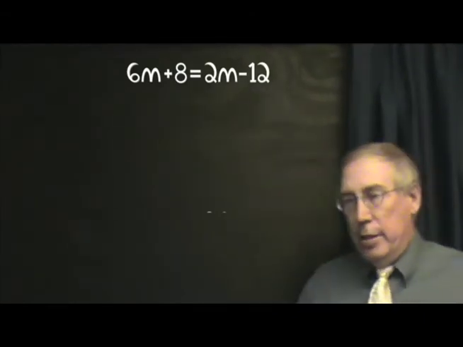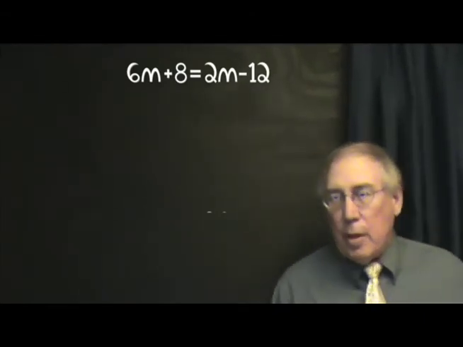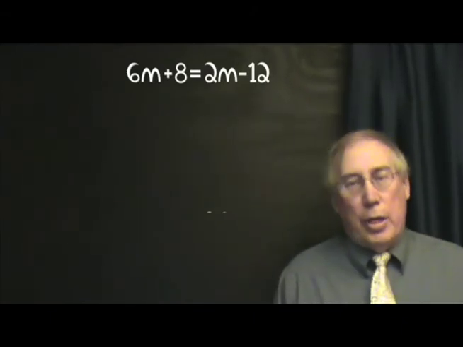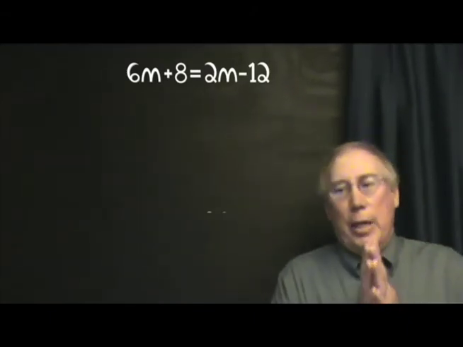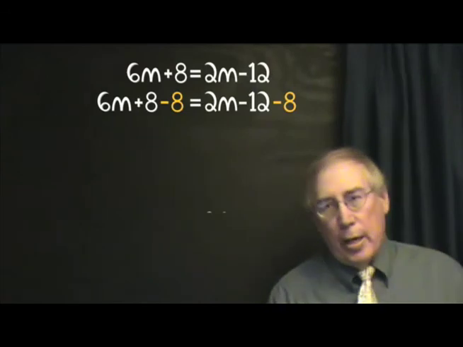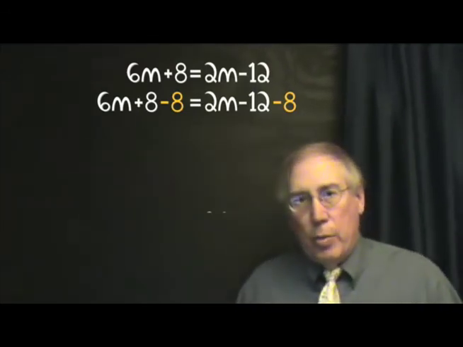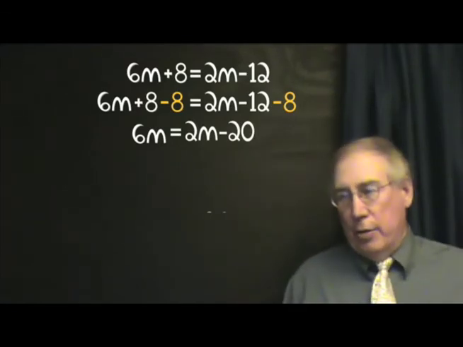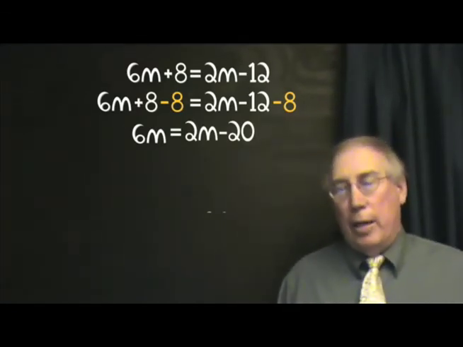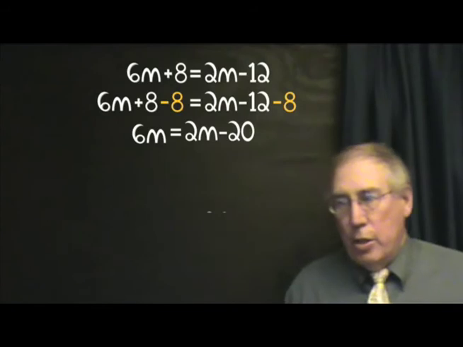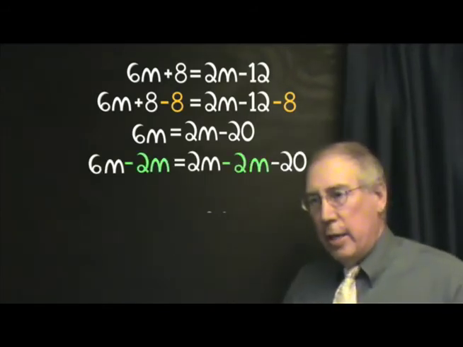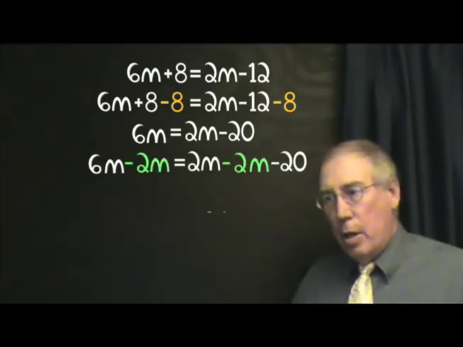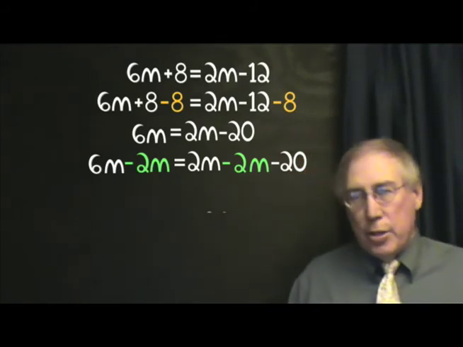Now this one here is different. Notice we have m's on both sides. Now your strategy should be to get all the m's on one side, all the numbers on the other side. Well, we'll just start out here and we'll get rid of that 8 on the left-hand side. Subtract 8 off of both sides. So on the right-hand side, we'll get 2m minus 20. On the left-hand side, we've got 6m.